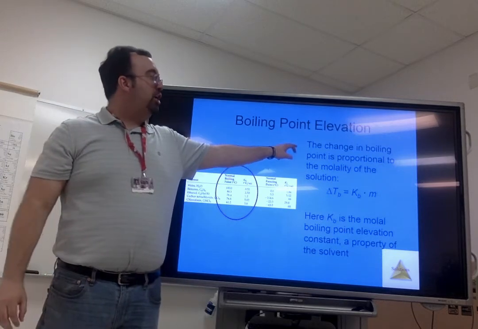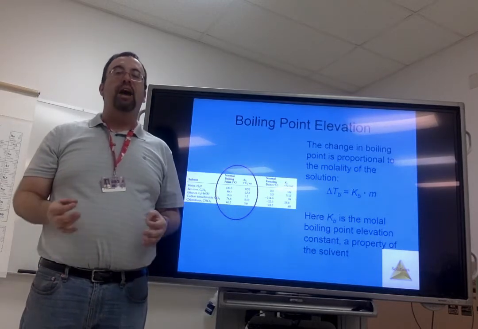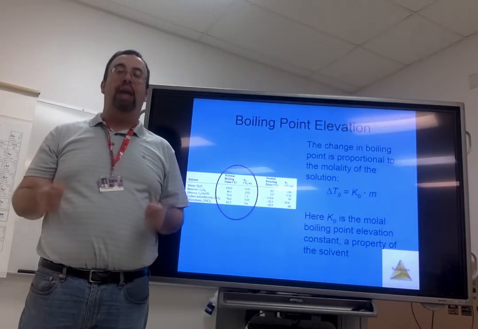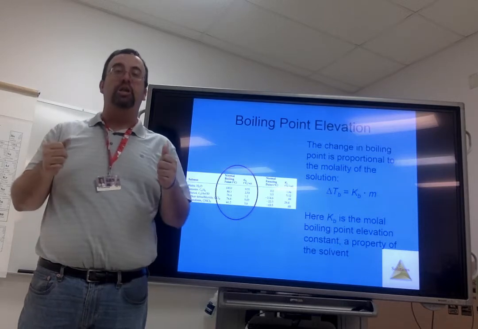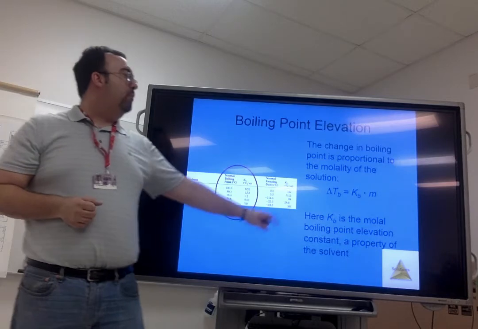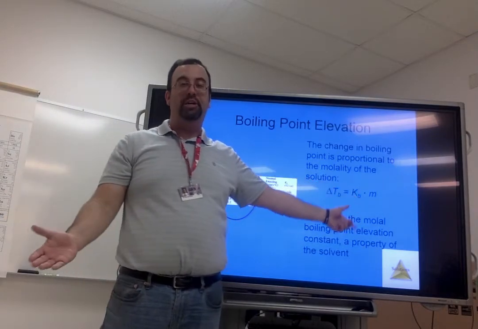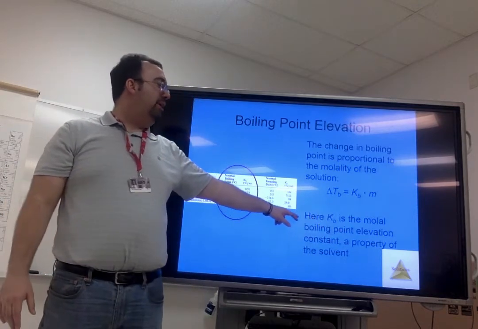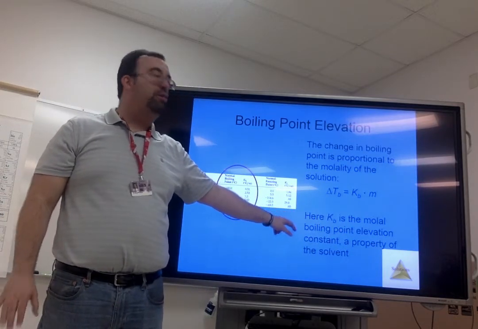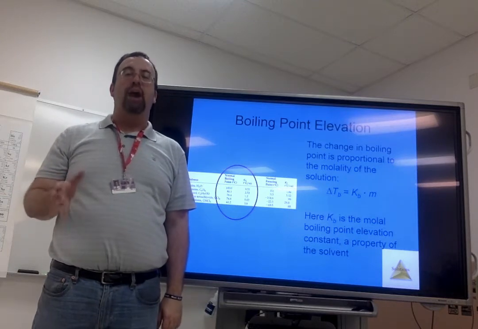The change in boiling point is proportional to the molality of a solution. So as the molality of a solution increases, so does the change in temperature. We have a constant here, K sub B. The B stands for boiling. The K sub B is the molal boiling point elevation constant, which is a property of the solvent.